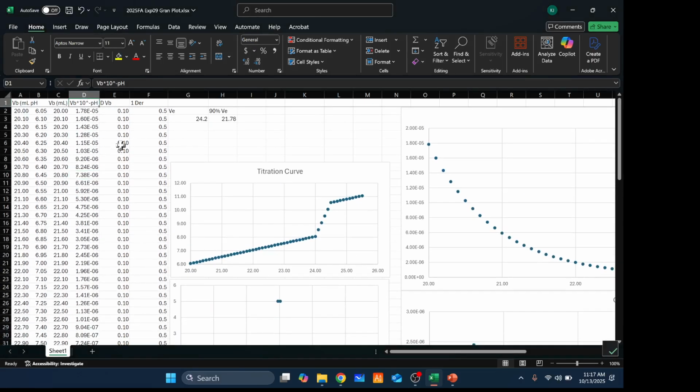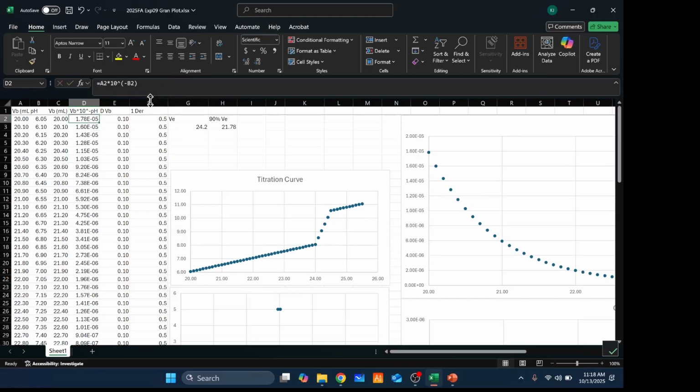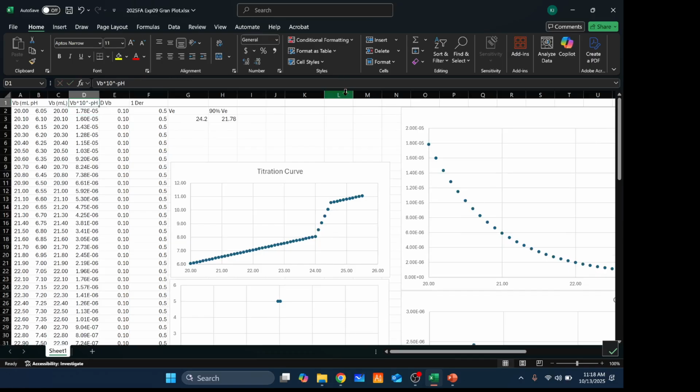This is that VB, the formula: VB times 10 to the negative pH. I just put the formula because there's not really a good term for that. If the formula is too long, there's a few different things you can do. One of the things is Alt-Enter, and you can write it in multiple lines. You can also wrap. You can go up here and see how there's different things here?